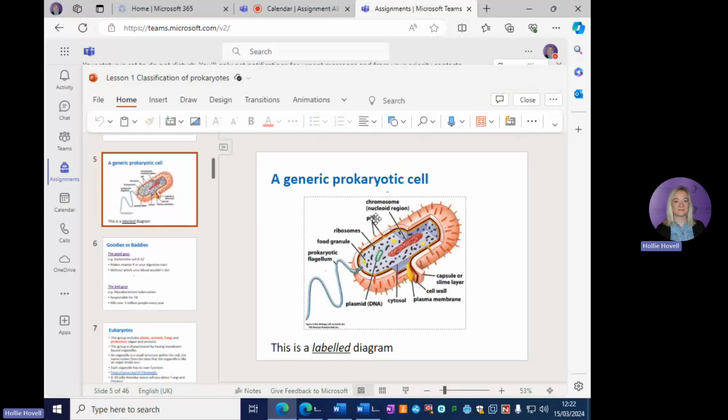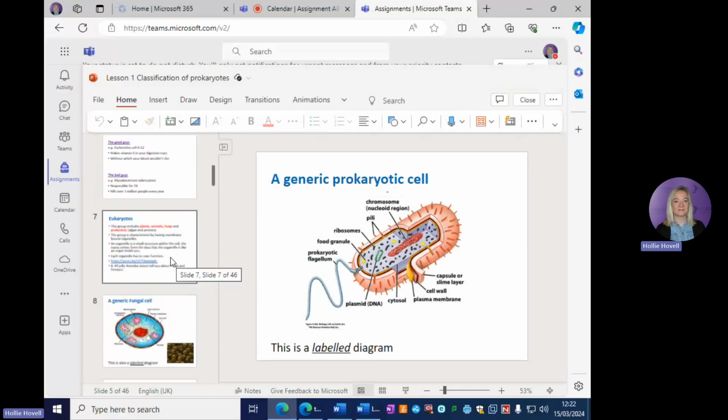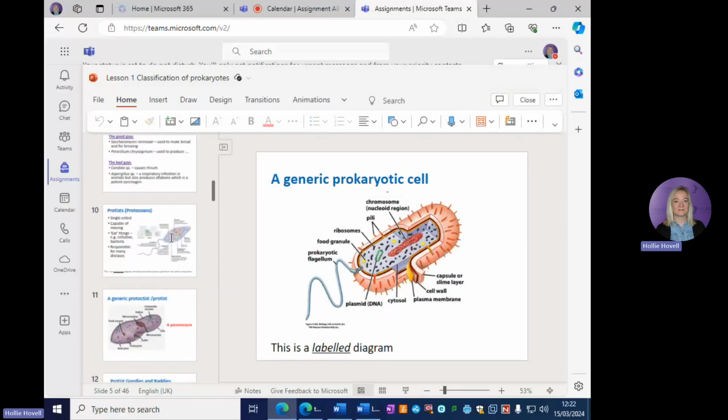Find some detail about what the pili are for. Write a bit of detail about what ribosomes are for, a bit of detail about food granules, a bit of detail about flagella, plasmids, cytosol, plasma membrane, cell wall, and capsule or slime layer. So they are the organelles. They're what you're meant to be talking about in this section just here.